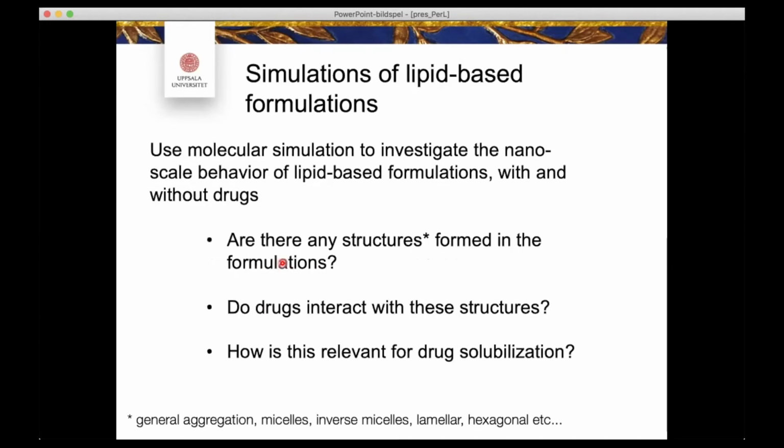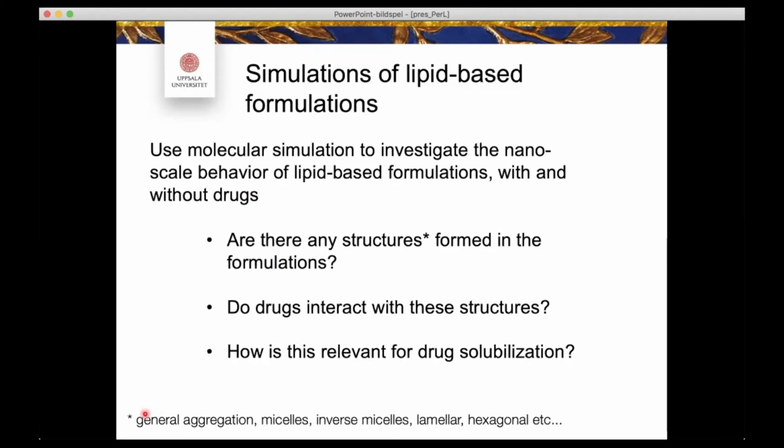So the first example I wanted to tell you about are the simulations that we've done on lipid-based formulations. Here we have used MD simulations to investigate the nanoscale behavior of lipid-based formulations with and without a few different drugs. Some of the specific questions we have tried to answer are listed there. Are there any structures formed in these formulations? If so, do the drugs interact with these structures? And can we use this knowledge to say something intelligent about how these lipid-based formulations will perform in terms of drug solubilization?